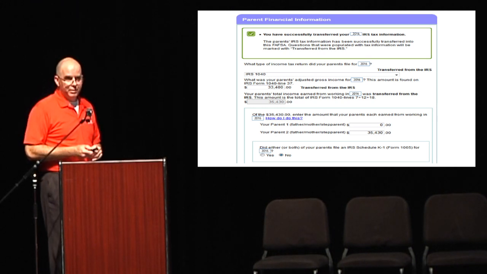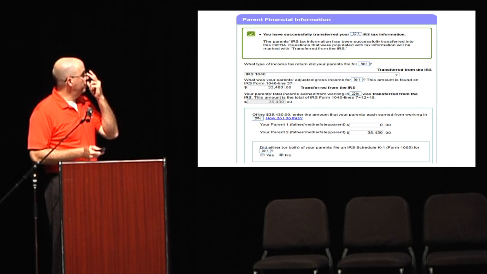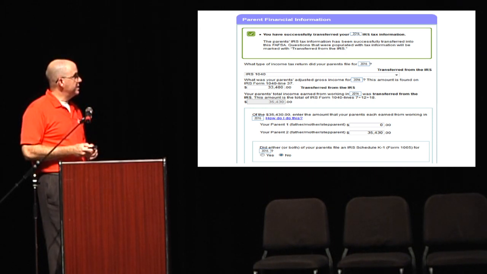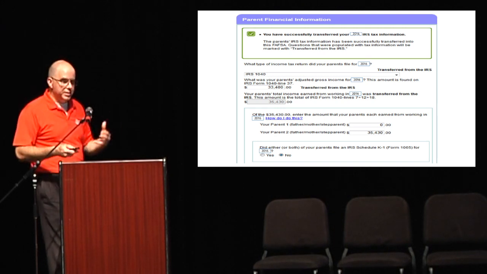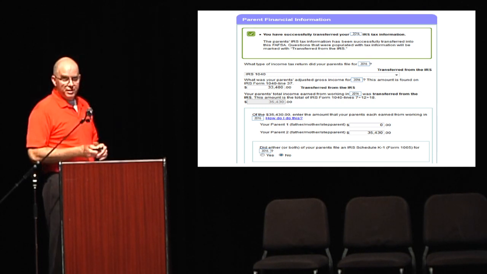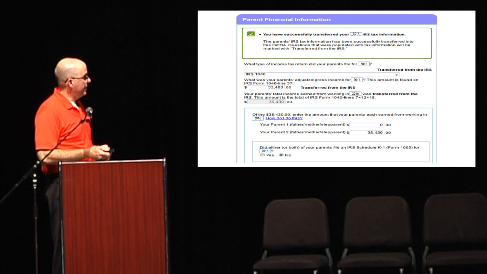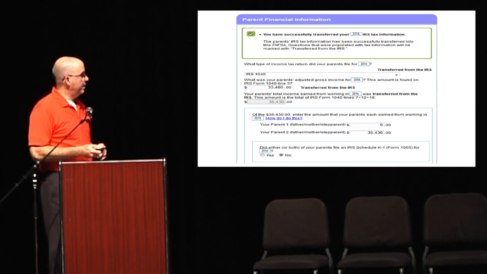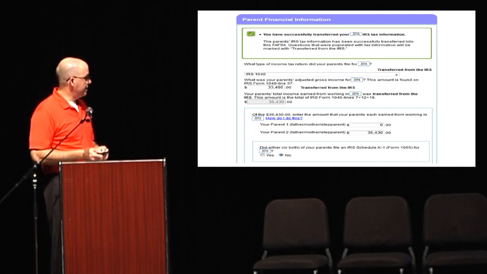And that brings us back to the FAFSA application. It tells us that we have successfully transferred 2016 IRS tax information to the FAFSA. Let's just go through these questions real quick. First, it says, what type of income tax return did your parents file for 2016? They filed a 1040, and you notice out to the right it says that that was transferred from the IRS. Next, they want to know what the parents' adjusted gross income was. It gives that amount that was transferred from the IRS.